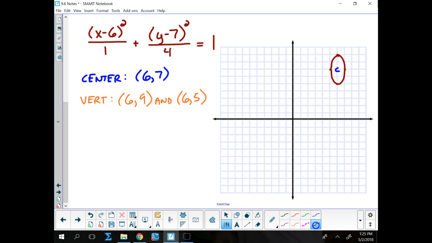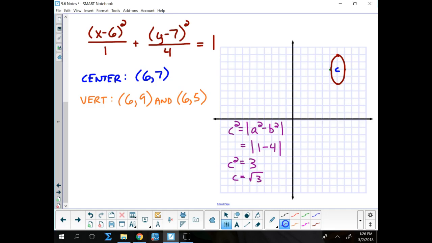And then lastly, we need to find our foci. The equation is c squared is equal to the absolute value of a squared minus b squared. So that's going to be the absolute value of 1 minus 4, which is 3. So then c would be the square root of 3.